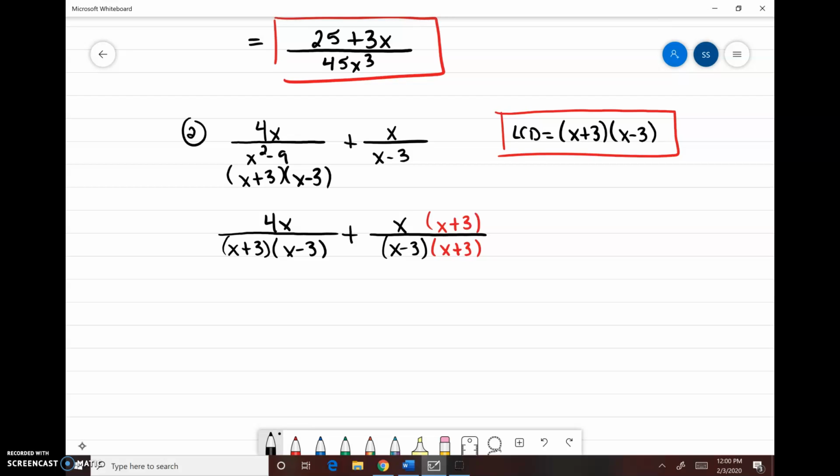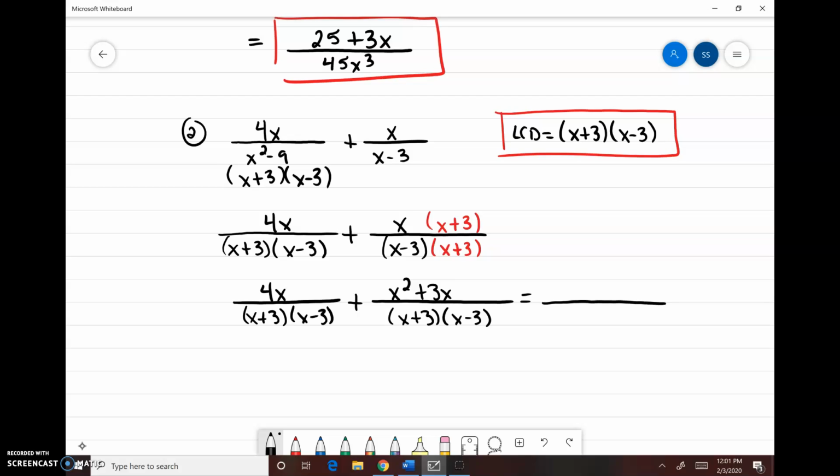All right, so now on the left we have 4x over x plus 3, x minus 3, plus, I can distribute, x times x is x squared, x times 3 is 3x, over x plus 3, x minus 3. Now, since they have the same common denominator now, we can combine these. Remember, to add these rational expressions now, we are going to keep the denominator. So x plus 3, x minus 3, and we're going to combine the tops.